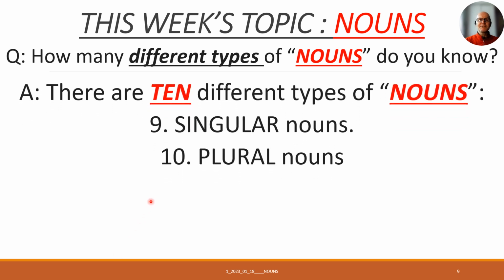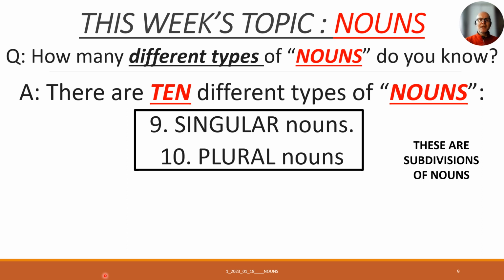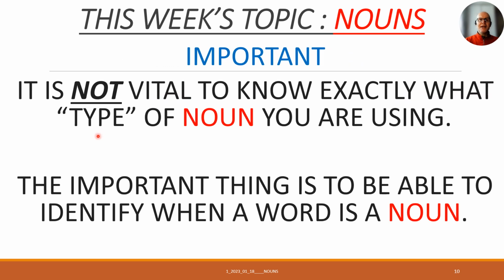The remaining 2 types of nouns are singular nouns and plural nouns. If you remember from one of my previous presentations, singular means one and plural means more than one. Remember, it's not vital when you're learning to speak English to know exactly what type of noun you are using. The important thing is to be able to identify when a word in a sentence is a noun.